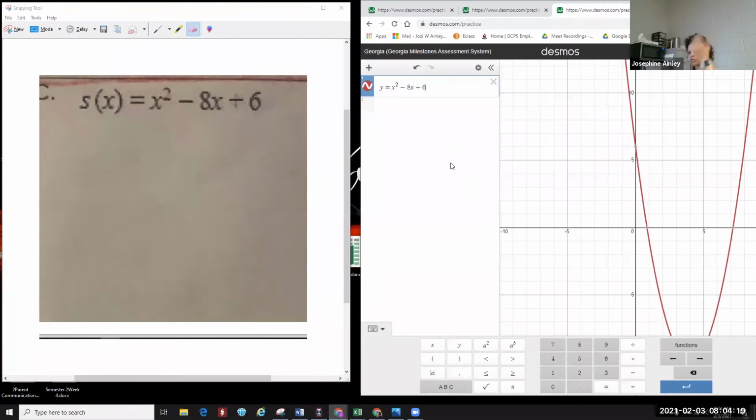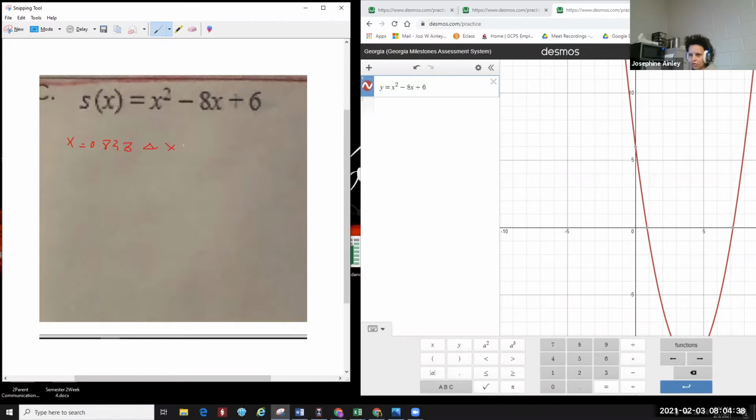And remember, the roots is where it crosses the x-axis. So you just need to go and look. It says 0.838. So x equals 0.838.